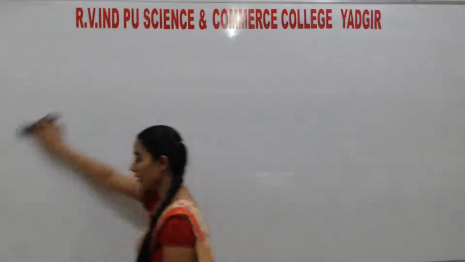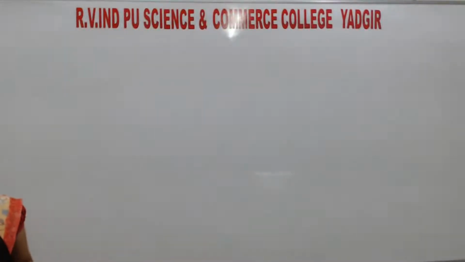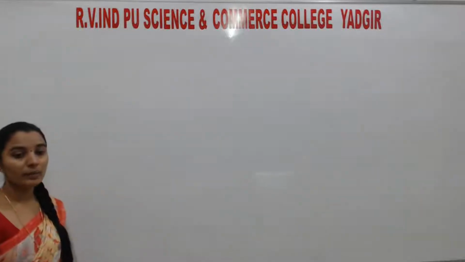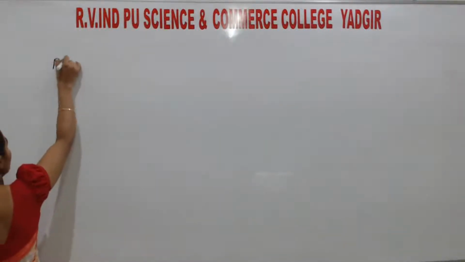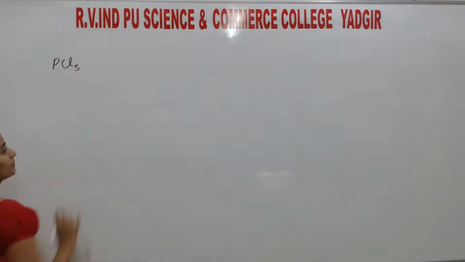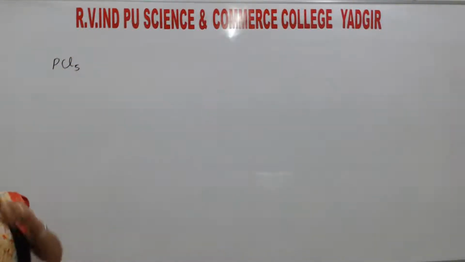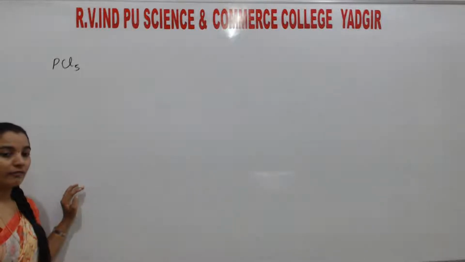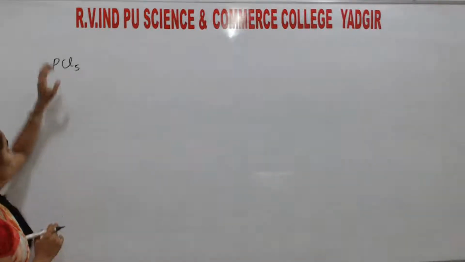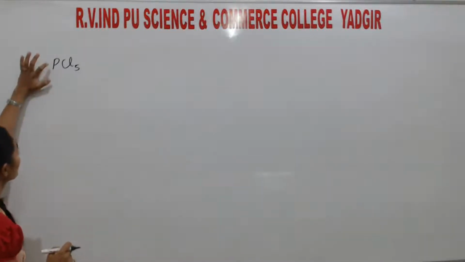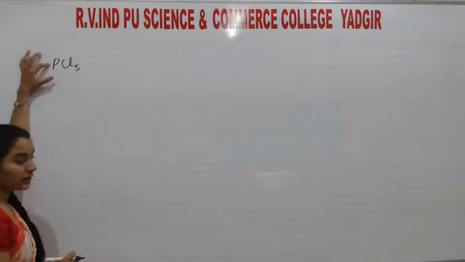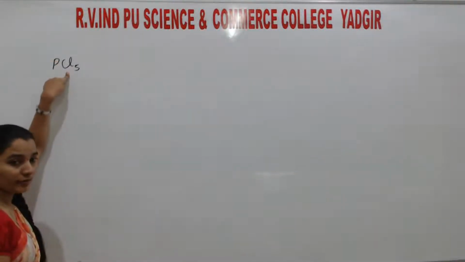Okay, so the tetrahedral structure is done. The next one is trigonal bipyramidal. Before going to that, I'll take the example PCl5. Okay, students, in PCl5, phosphorus is here and Cl5 is here.